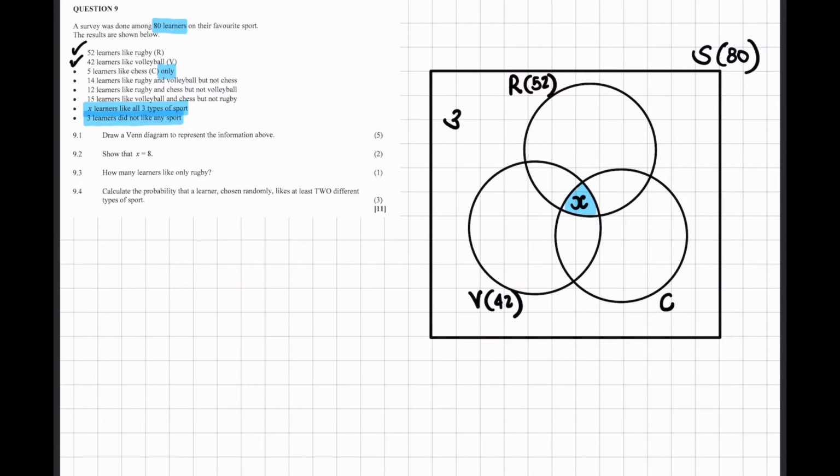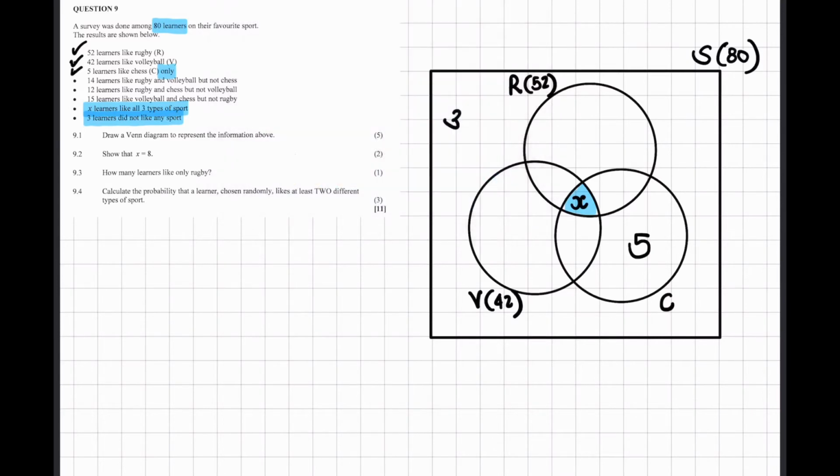Now the next one says 5 like chess only. Now for them to like chess only means that they don't like any other sport, and if they were here then they would like rugby and volleyball, here rugby and volleyball, which means that for them to like chess only, it's not going to be the total number of the circle, it's going to be the number of chess only, which goes there.